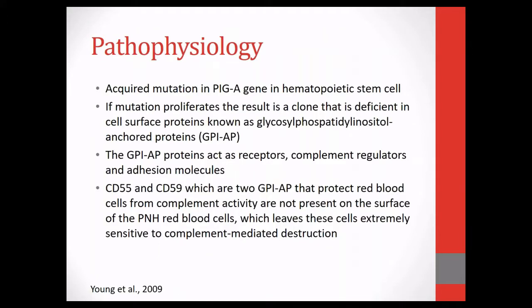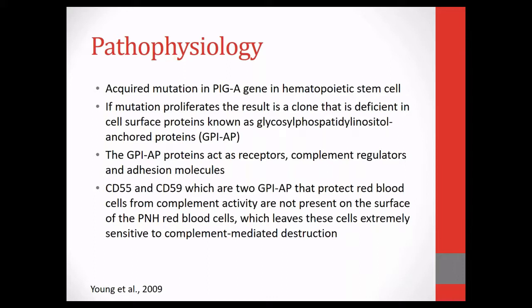The pathophysiology of PNH is that the affected cells of the PNH clone have a deficiency of an entire class of cell surface proteins known as GPIAP. These proteins function as enzymes, receptors, complement regulators, and adhesion molecules. The GPIAP defect in PNH results from a mutation in a gene, PIGA, the product of which is involved in an early step in the synthesis of the GPI anchor.